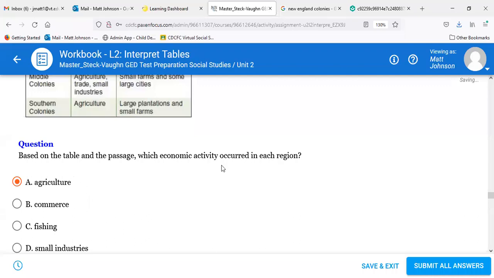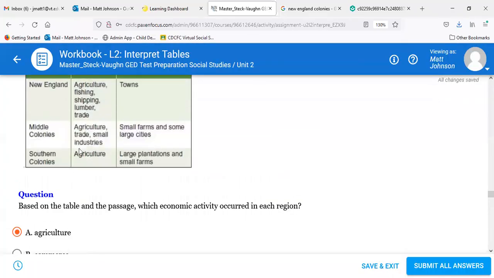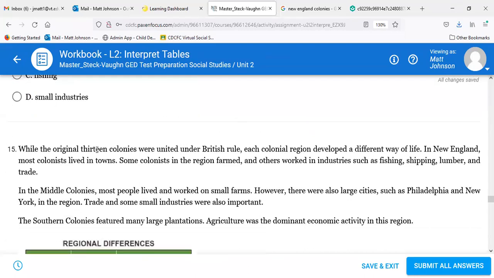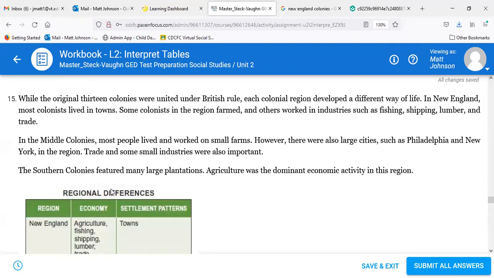So which economic activity occurred in each region? Agriculture, agriculture, agriculture in each one. The amount of which would have differed between all three, being more so a southern. Most of their economy was agriculture, but it did occur in all three.